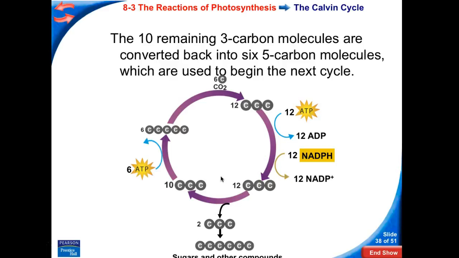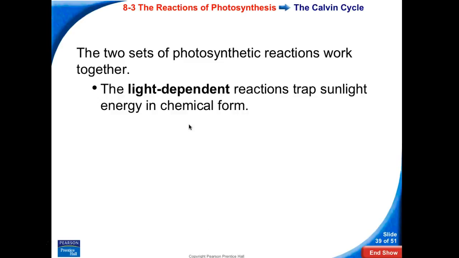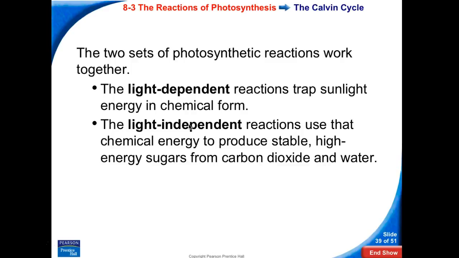In order to do that energy conversion, you need to have 6 ATP molecules come in to reshuffle those 10 3-carbon molecules back to the 6 5-carbon molecules. The two sets of photosynthetic reactions work together. The light-dependent reaction traps sunlight and energy in chemical form. The light-independent reactions use that chemical energy to produce stable high-energy sugars from carbon dioxide and water.